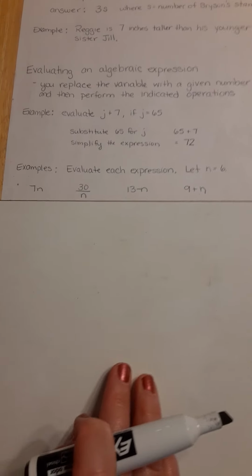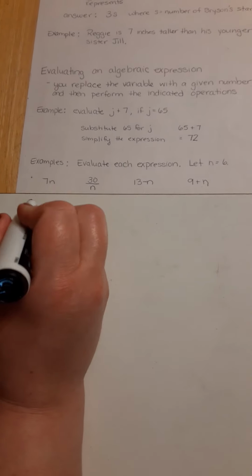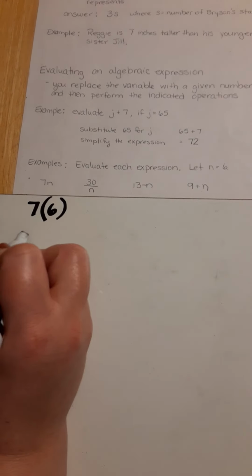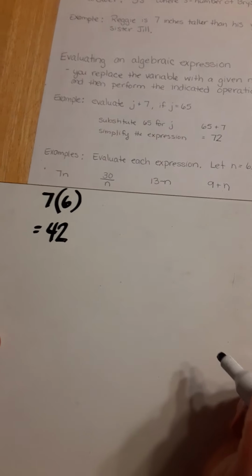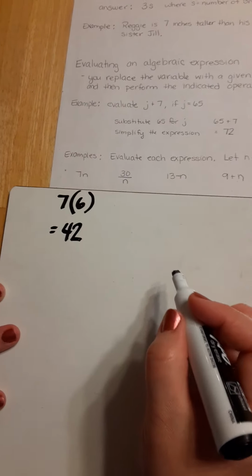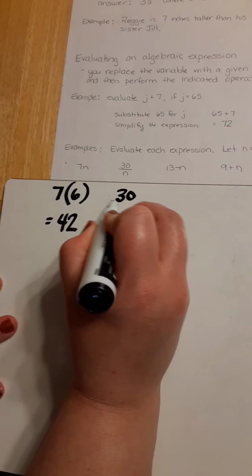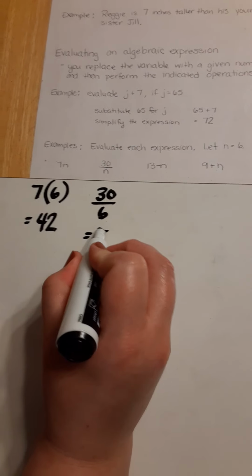So all I'm going to do for this first problem is, remember, they're stuck side by side, so that means multiplication. So I'm going to go 7 times 6, and I find out that expression is 42. This one says, for n, I'm going to substitute 6. And I'm going to do 30 divided by 6, which is 5.